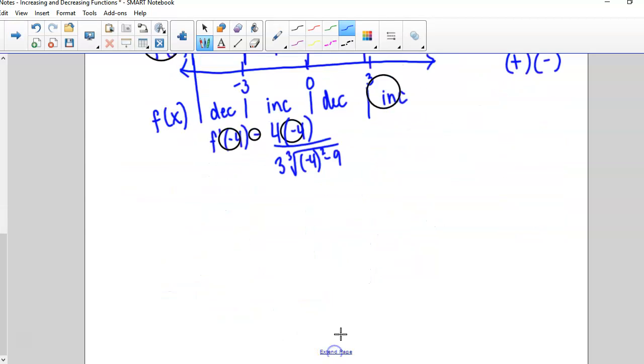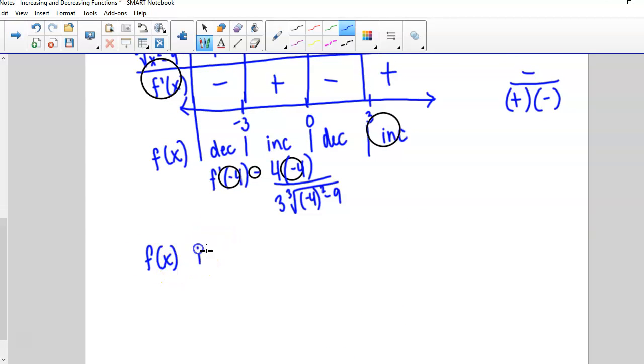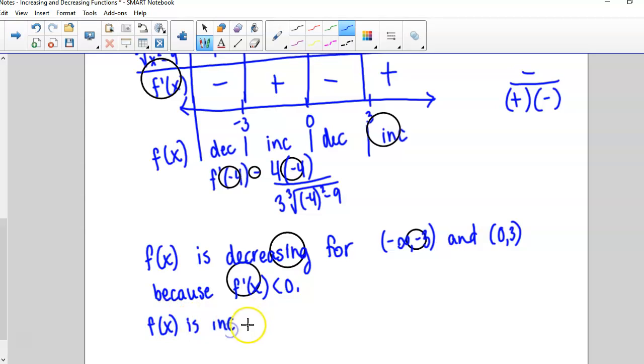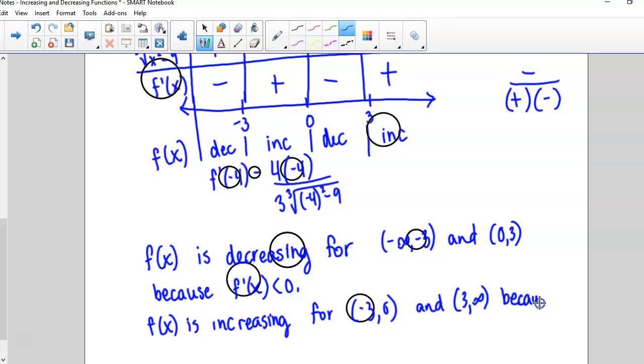Okay, so to answer our question, we would say f of x is decreasing for negative infinity to negative 3 and from 0 to 3 because f prime of x is less than 0, and we could also say f of x is increasing for negative 3 to 0 and 3 to infinity because f prime of x is positive.